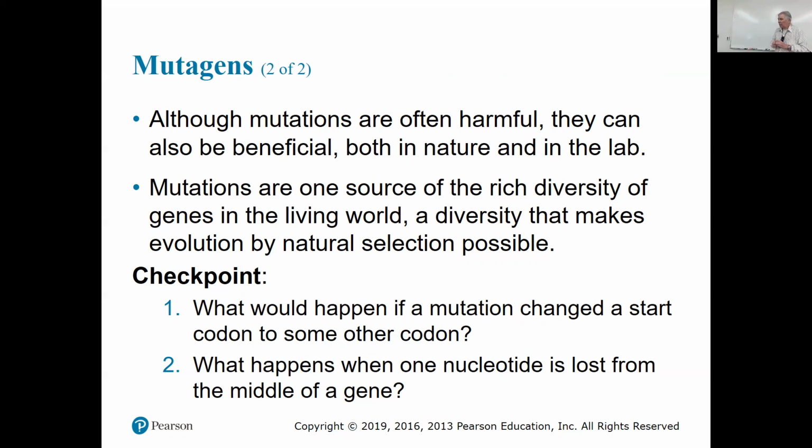What happens if one nucleotide is lost in the middle of a gene? That would be a nucleotide deletion. That would mean that codon is changed, plus every codon, and therefore every amino acid downstream from that mutation has been changed.